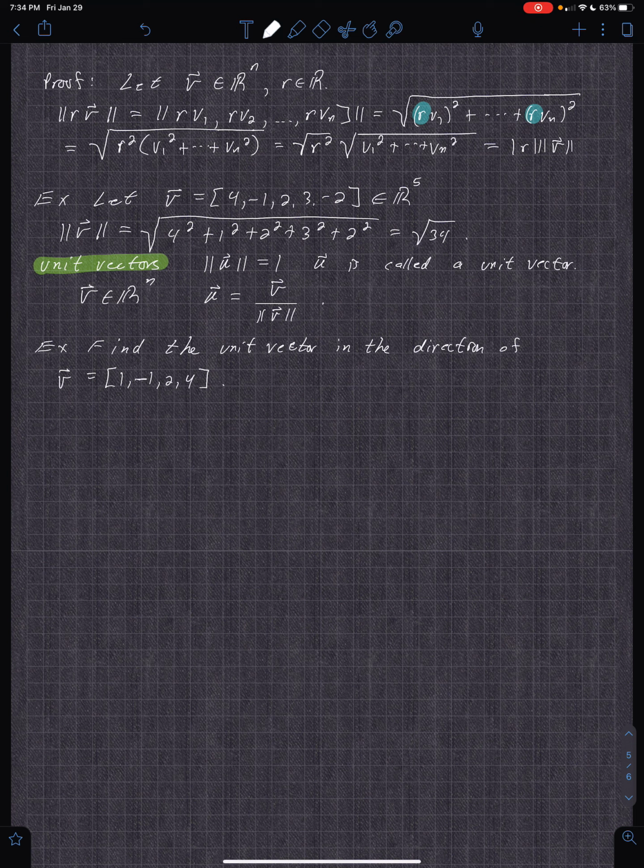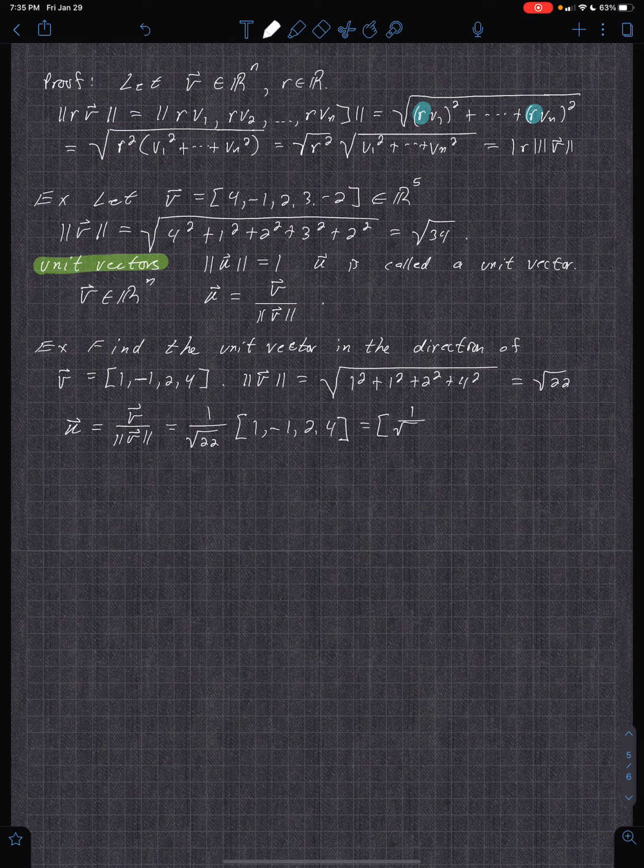To do that, it's pretty straightforward. The magnitude of v is equal to the square root of the sum of those squares: 1 squared plus 1 squared plus 2 squared plus 4 squared. Of course, I'm squaring the negative so it becomes positive. That's the square root of 22. Let me double check my arithmetic there. So u, the unit vector, is v over its magnitude. You divide by the magnitude. That's going to be 1 over root 22 times (1, -1, 2, 4). You can distribute that if you want. It becomes 1 over root 22, -1 over root 22, 2 over the square root of 22, and 4 over the square root of 22.